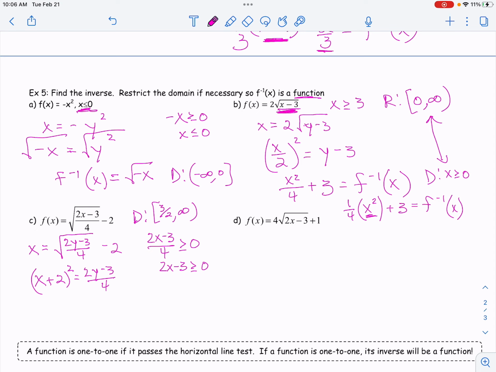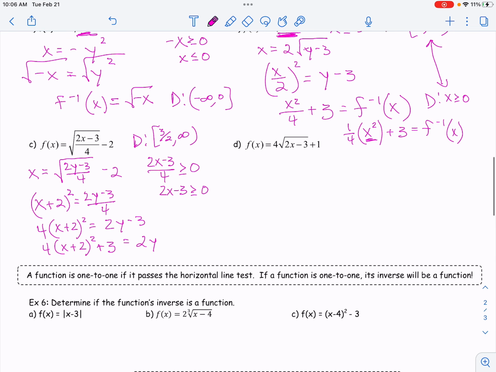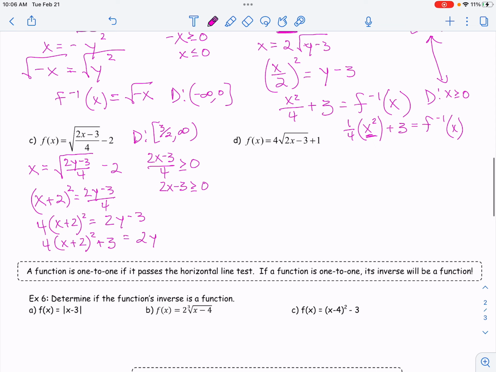Then I'm going to multiply by 4. And I get this, 2y minus 3. I'm going to add 3. Plus 3. And then I have to divide by 2. Okay, for this one, I'm going to multiply by 1/2 because I already have things on the outside. So my inverse is going to be 2. Oops, sorry. Got ahead of myself.